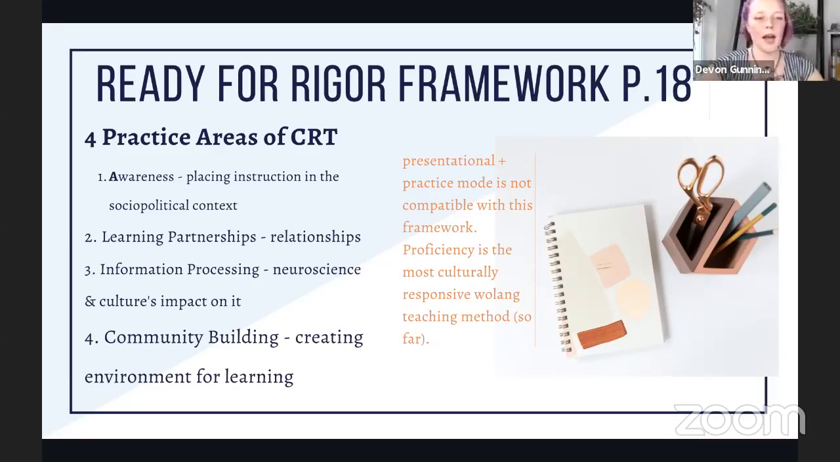And also that power is divided along racial lines in our world. That is a fact of how we live today and something that we need to actively work against. Number two is learning partnerships.